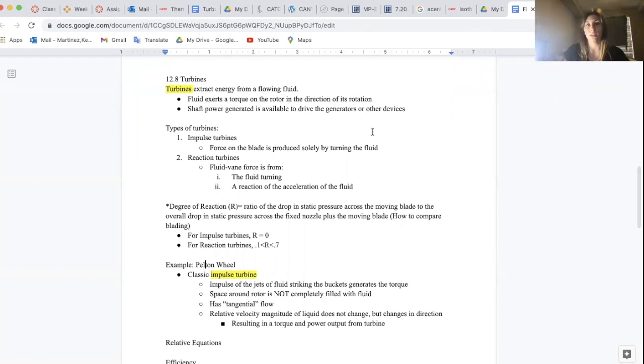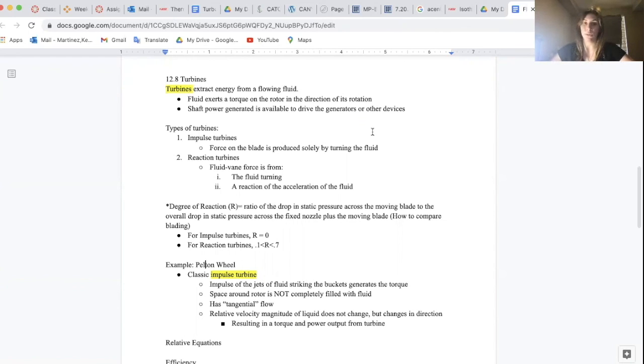Okay, so I'm going to discuss section 12.8, which is turbines. As I explained in the intro, turbines extract energy from a flowing fluid. This is possible by the fluid exerting a torque on the rotor in the direction of its rotation, and then a resulting shaft power is generated, which is available to then drive generators and other devices.